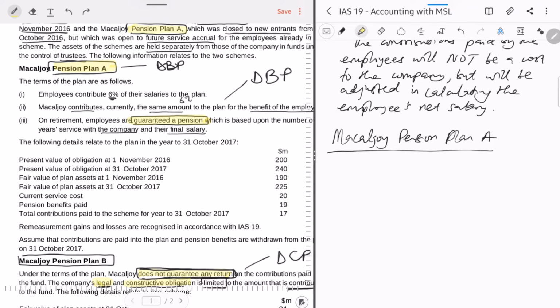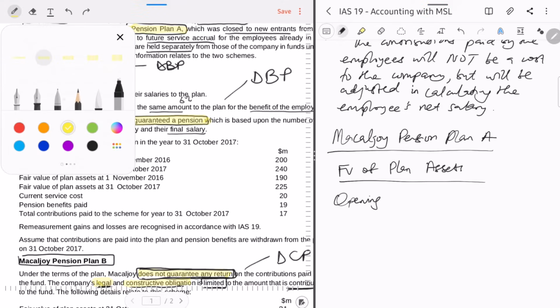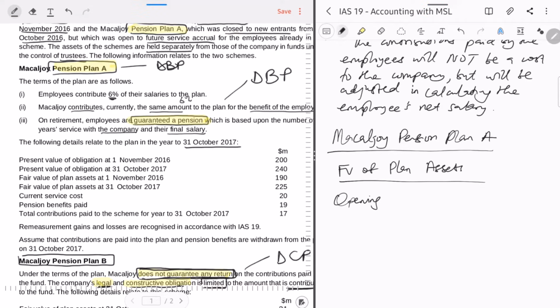So we say fair value of plan assets. If you remember our template, we said the first thing is what? The opening figure. Now, these details were given to us for the year to 31st October 2017. So watch this. Fair value of plan assets at 1st November 2016. This is the opening. Was what? 190. So we put 190 here neatly.